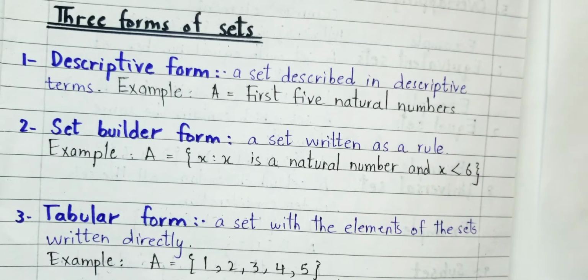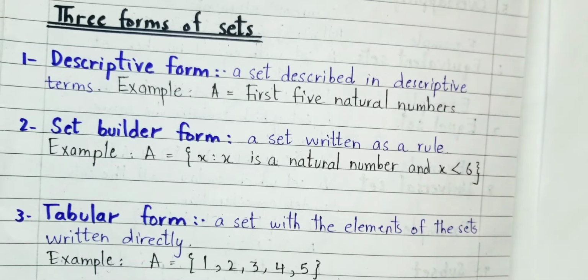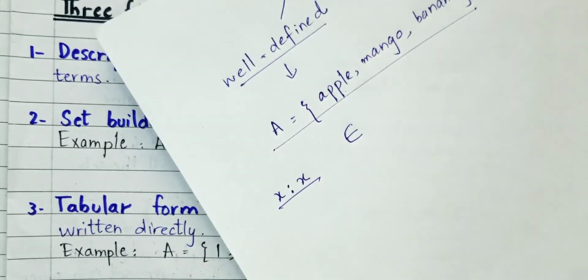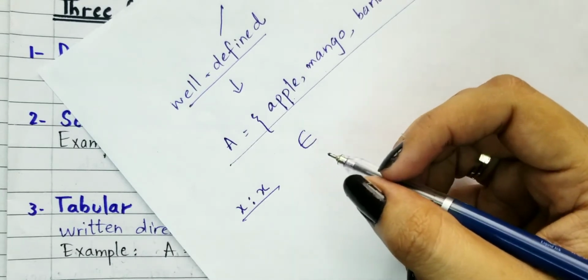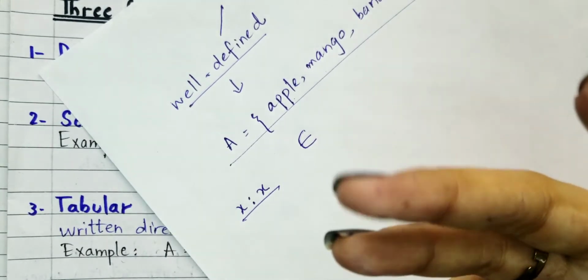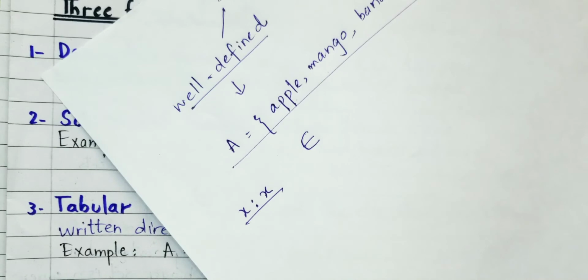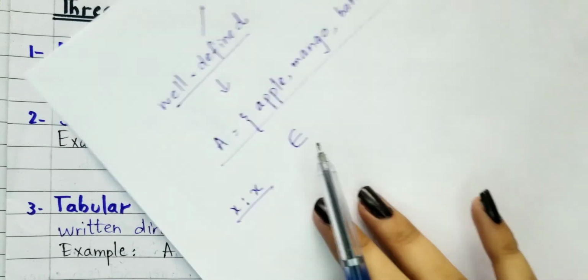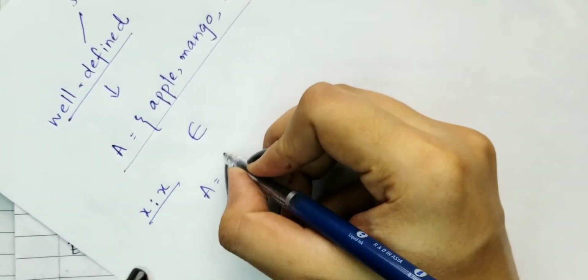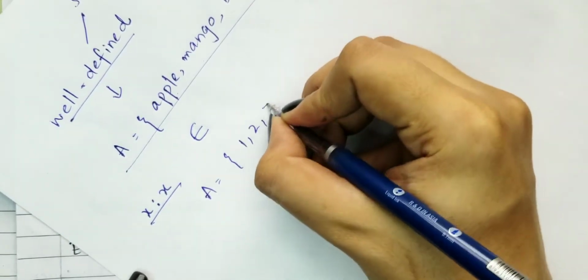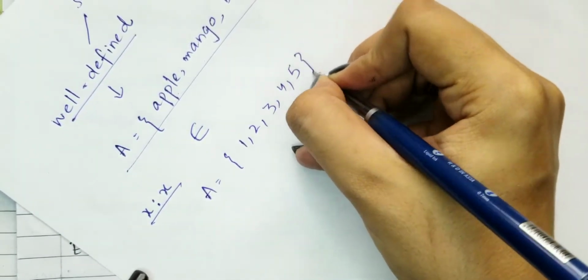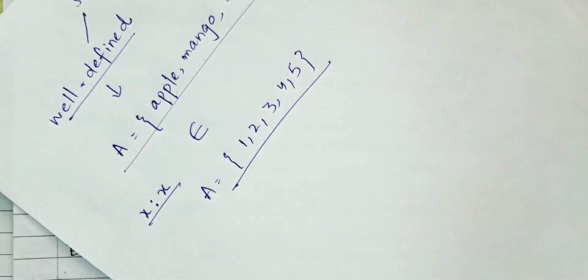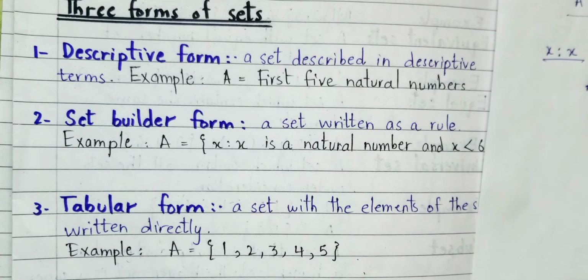In tabular form, a set is written with the elements of the set written directly. If instead of saying that the set is a collection of the first 5 natural numbers, I say that A is equal to {1, 2, 3, 4, 5}, this is also the same thing, and it is more definable because you are able to understand exactly which elements I was talking about.